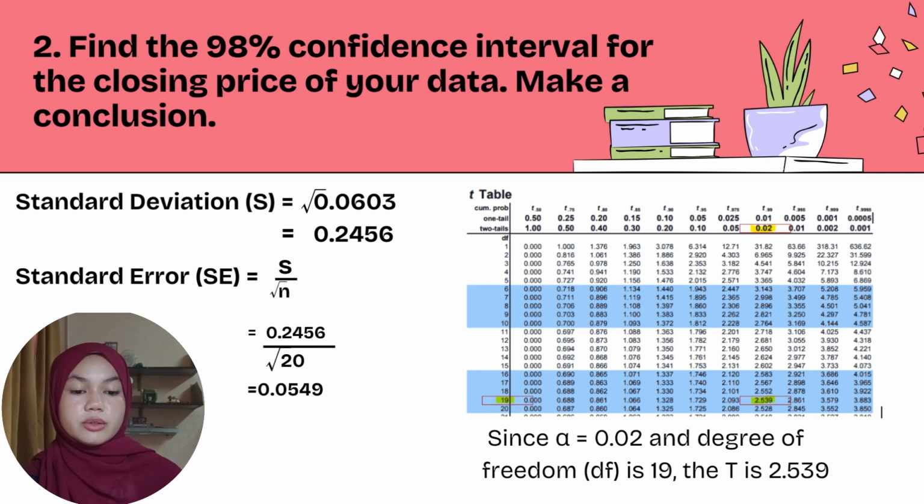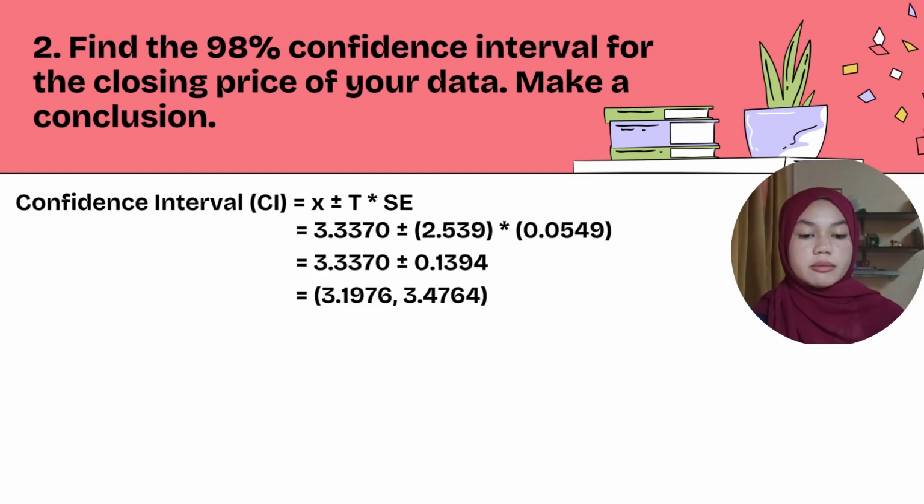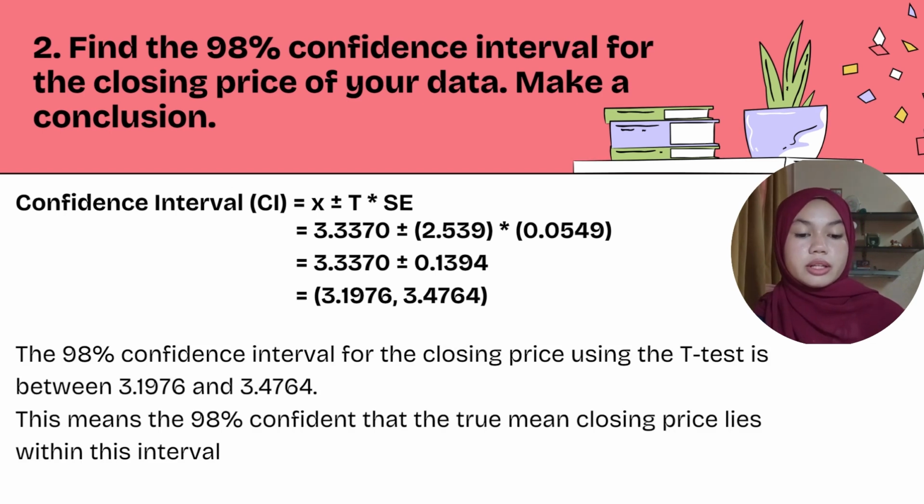Then we can find the t value using the t distribution, since alpha is equal to 0.02 and degrees of freedom is 19, and t is equal to 2.539. Last step, substitute all the information into the confidence interval formula and then you'll get 3.1976 and 3.4764. We can conclude that the 98% confidence interval for the closing price using the t-test is between 3.1976 and 3.4764. This means we are 98% confident that the true mean closing price lies within this interval.